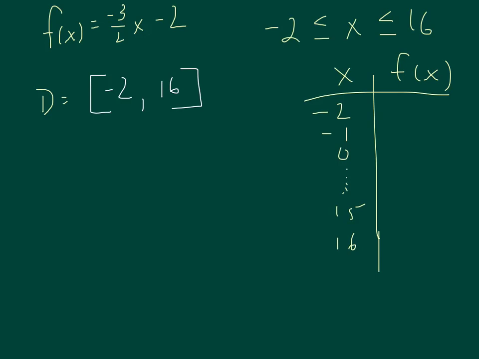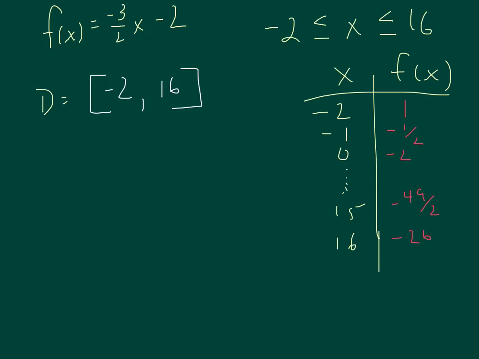Take a minute now, press pause, and evaluate the f of x values for the given x values. So for negative 2, negative 1, 0, 15, and 16, you should have y values. Don't wait for me to do it, you've got to do it yourself. Okay, now hopefully your values match up with mine. I have negative 2 maps to 1, negative 1 maps to negative 1/2, 0 maps to negative 2, 15 maps to negative 49/2, and 16 maps to negative 26.